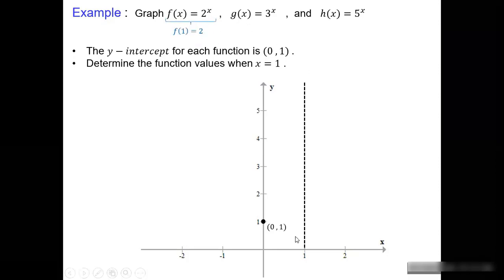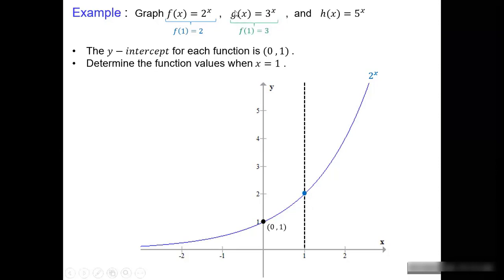So don't think of this vertical line right here as an asymptote. It's just indicating what's going to happen when I plug in 1 for each of these separate functions. So when I plug in 1 for 2 to the x, I get the point 2. So notice that the point (1, 2) is a second point that's on my graph.